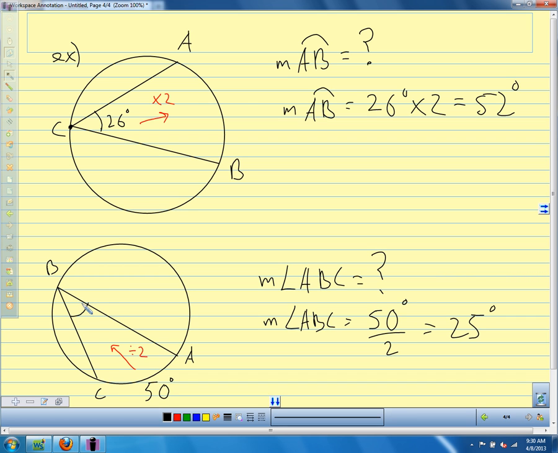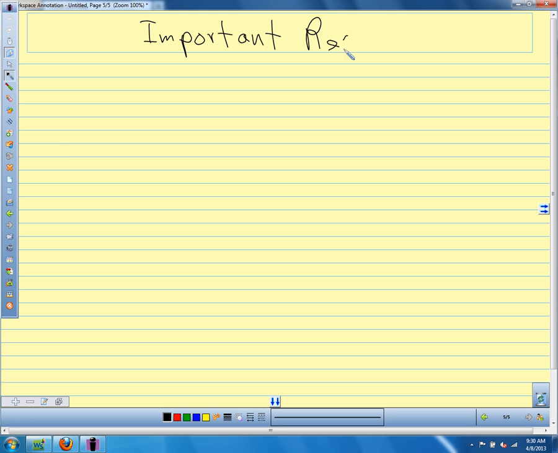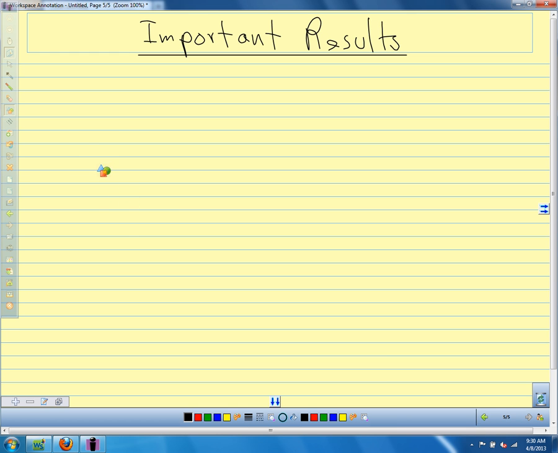Questions on those examples? No questions? Okay. So let's talk about a couple of important results we call corollaries. So these are things that we can figure out pretty easily from our original theorem. So let me draw a picture and we'll talk about this one. This one's pretty easy to figure out.